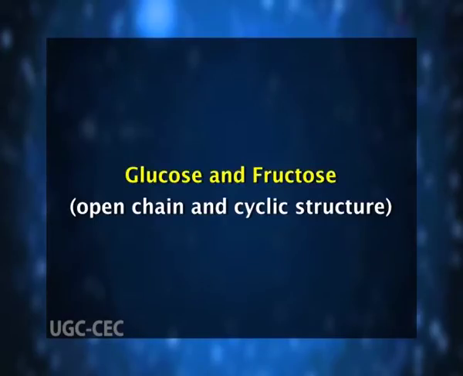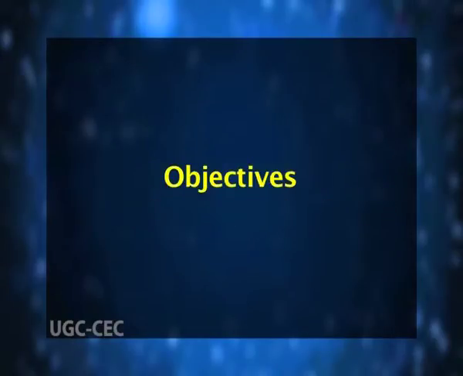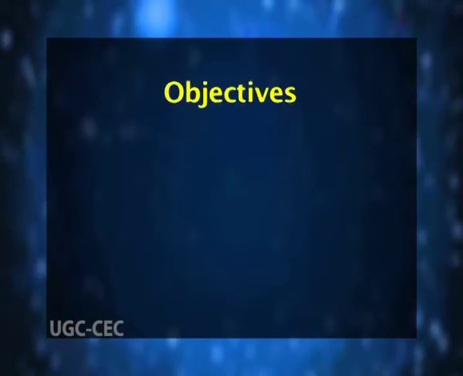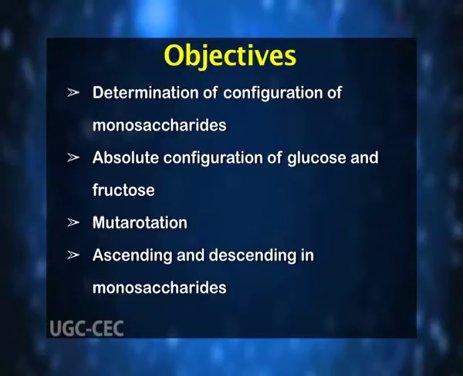Today we are discussing an interesting topic which is glucose and fructose open chain and cyclic structure. The main objectives to understand are determination of configuration of monosaccharides, absolute configuration of glucose and fructose, what is mutarotation and what is ascending and descending in monosaccharides.